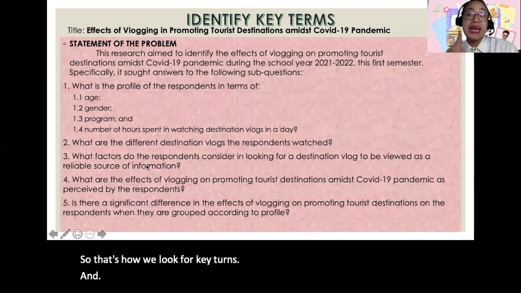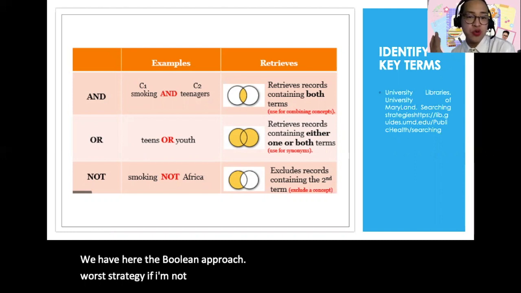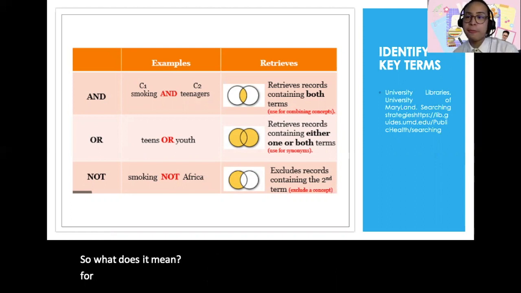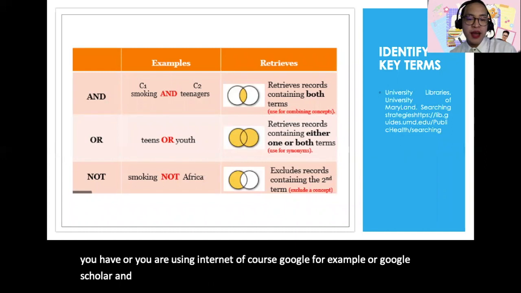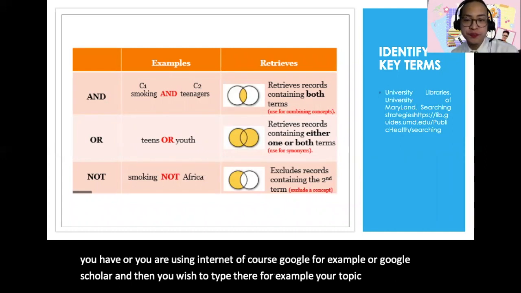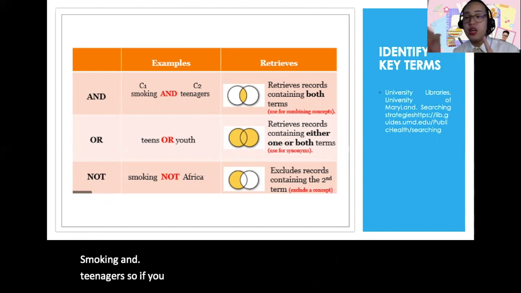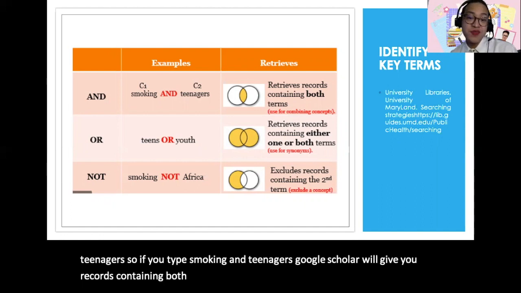And let me introduce some more ways to look for key terms. We have here the Boolean approach or strategy. So what does it mean? For example, you are using the internet, of course, Google, for example, or Google Scholar, and you wish to type there, for example, your topic is about smoking and teenagers. So if you type smoking and teenagers, Google Scholar will give you records containing both terms, smoking and teenagers.